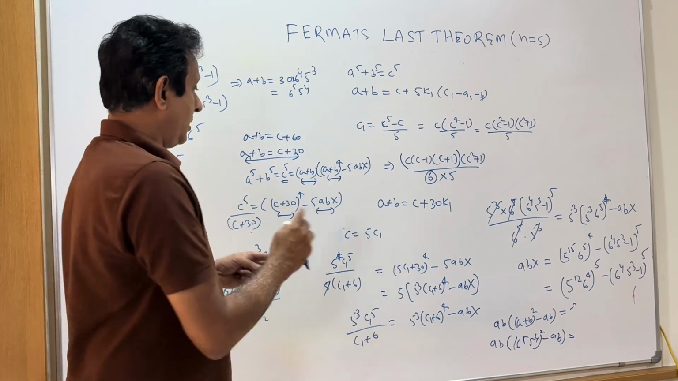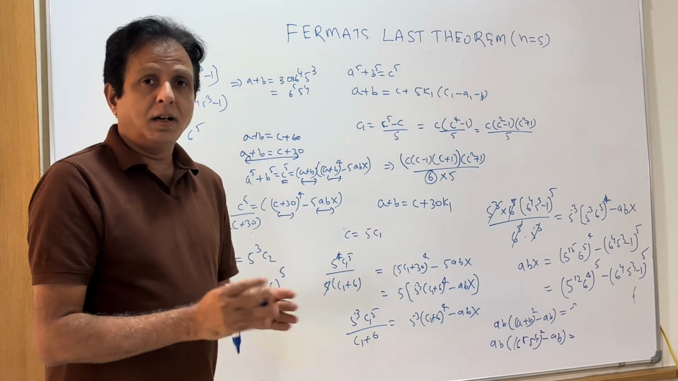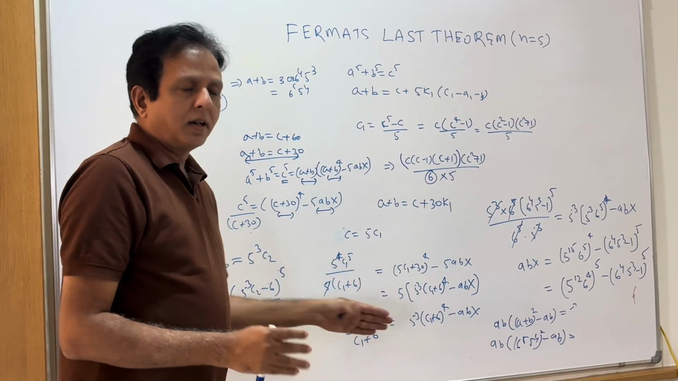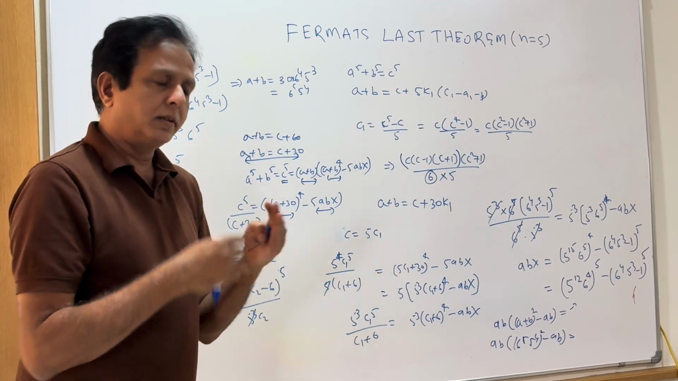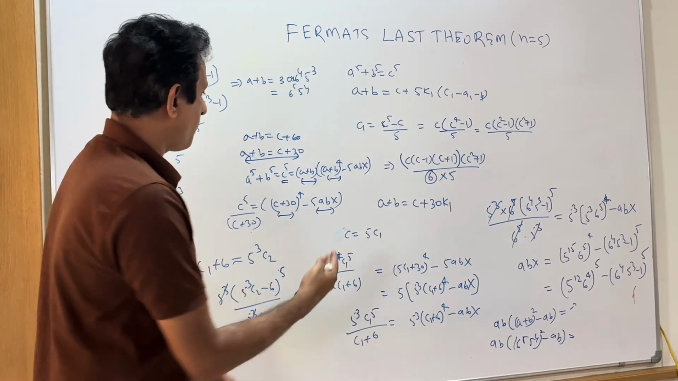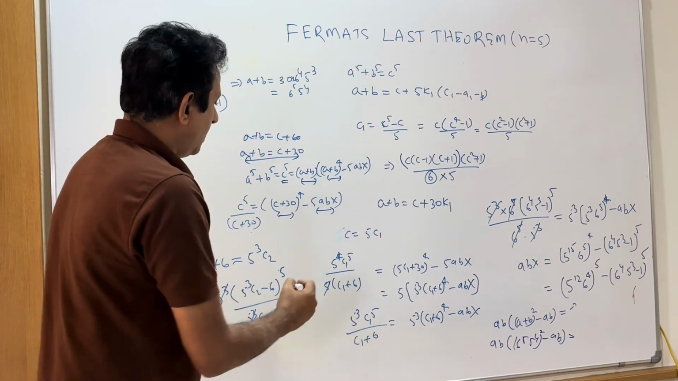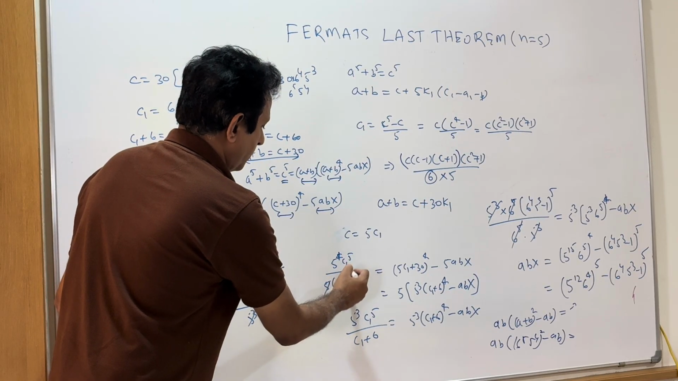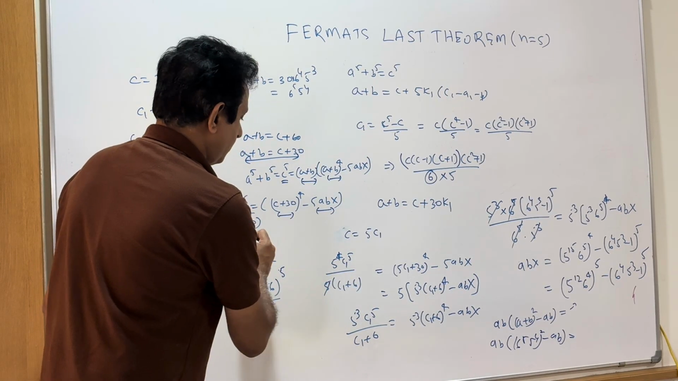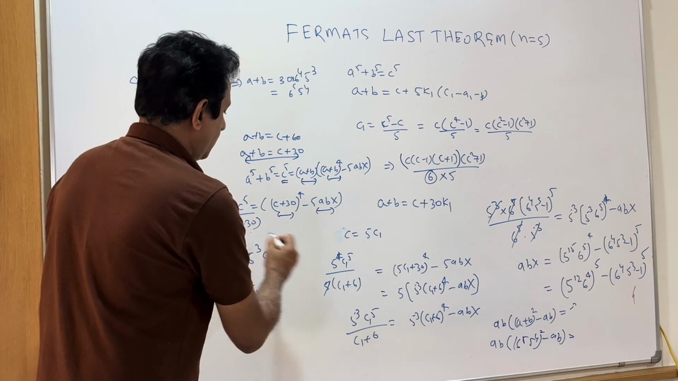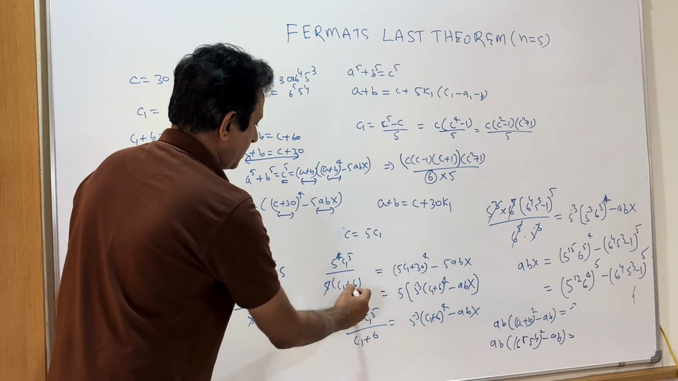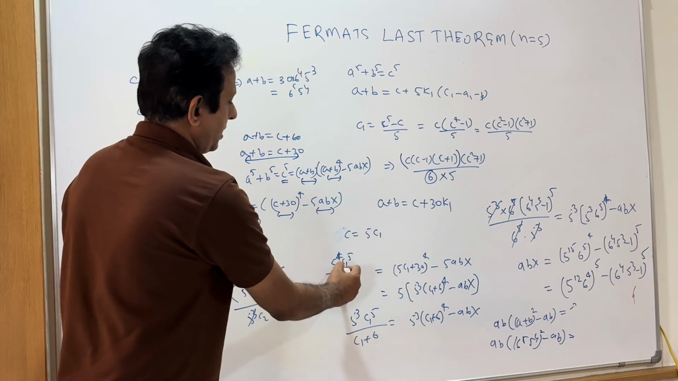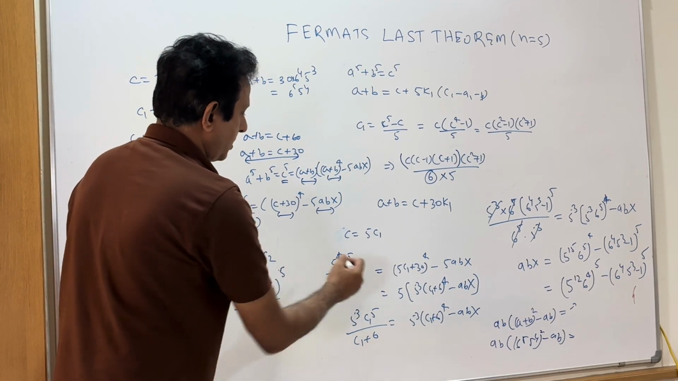That means that c can either be a multiple of 5 or something else. If c is a multiple of 5, we will derive some formula. If c is not a multiple of 5, then we derive some other formula. Okay. Now c is equal to 5c1. Then if you substitute c is equal to 5c1, 5 power 5 c1 power 5 by 5 into c1 plus 6. So cancel one 5. That will be 5 power 4 c1 power 5 by c1 plus 6.